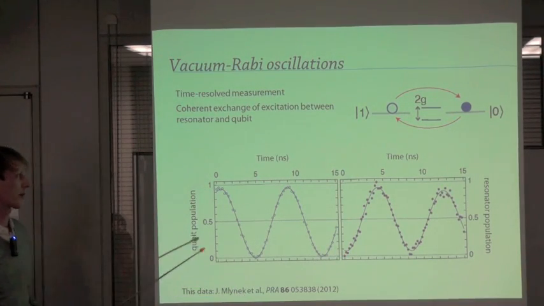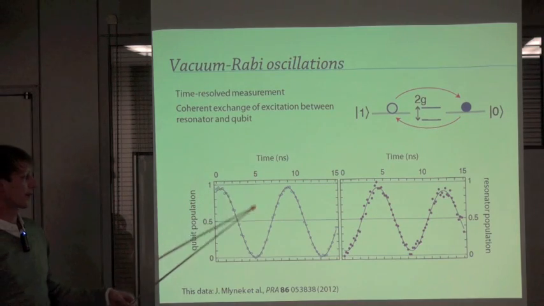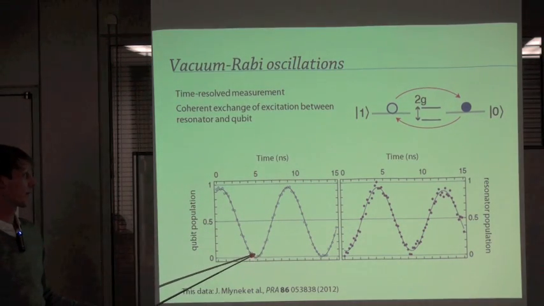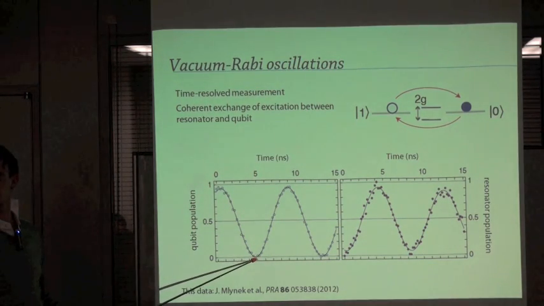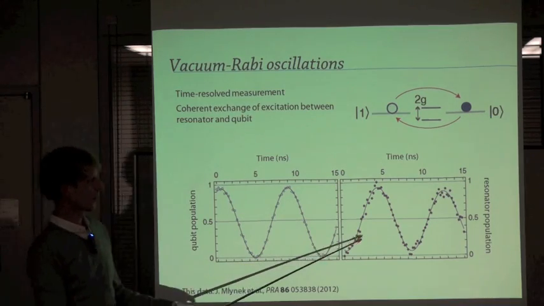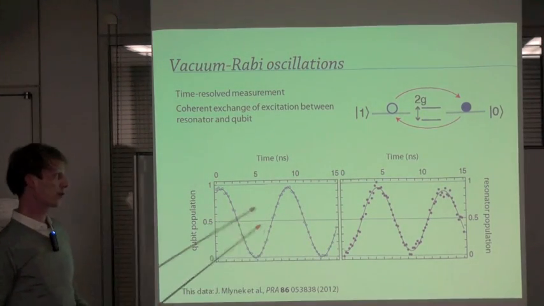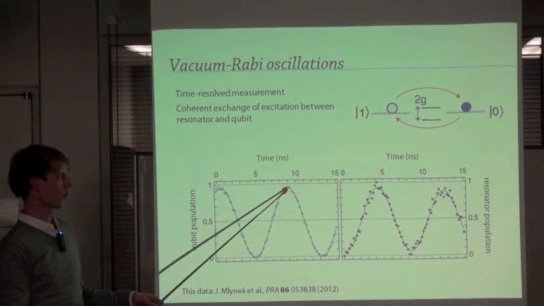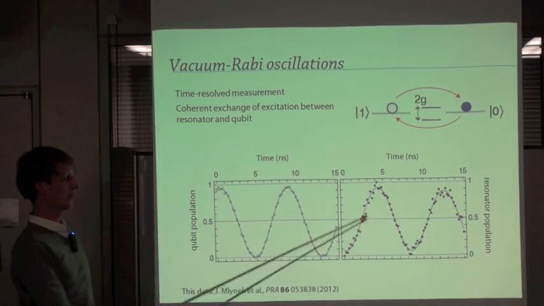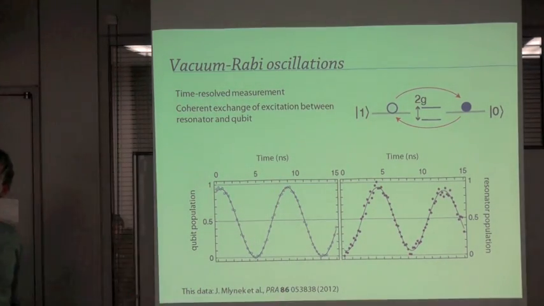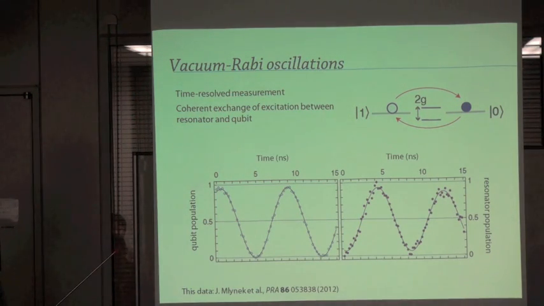And then we wait for some time. Let's wait 5 nanoseconds. And then if you look at the qubit, we see that nothing's left. And the excitation will have traveled entirely into the resonator. And if we wait for some longer, well, the excitation will travel back to the qubit and have left the resonator. So that's the Vacuum-Rabi oscillations.